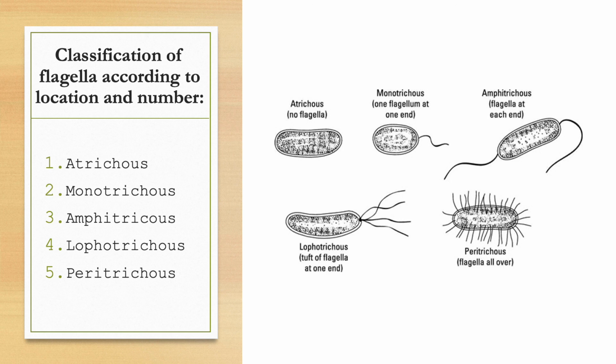But you should remember that lophotrichous refers to a bacteria that has a clump of flagella or multiple flagella on one end. Then you have your peritrichous bacteria, and these are bacteria with multiple or numerous flagella all over its body or its cell surface.